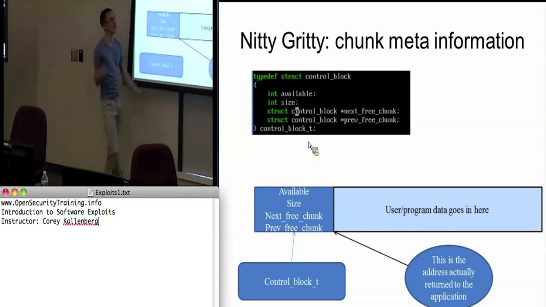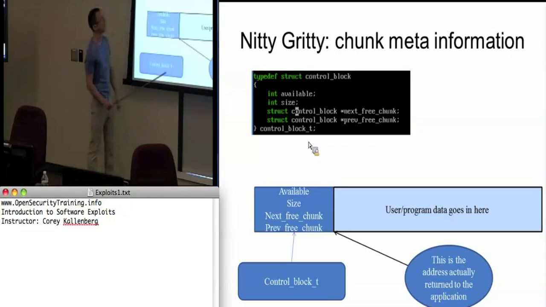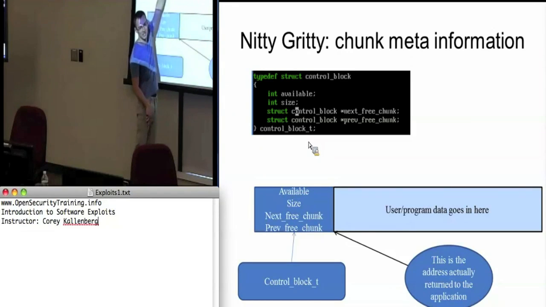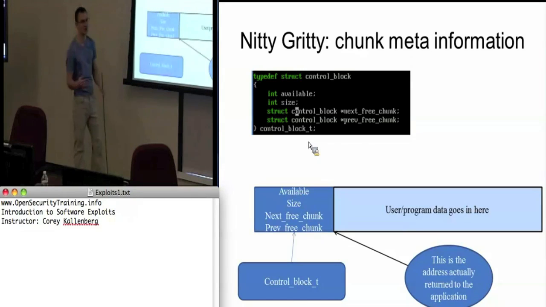You also can't make this too big. You can't make size equal to 0xFFFFFFFF. Why is that? Because then it'll be treated as a negative number, which is the way signed numbers work. So available has to be non-zero, all right? That's pretty easy to do. It has to be non-zero and not contain null characters.